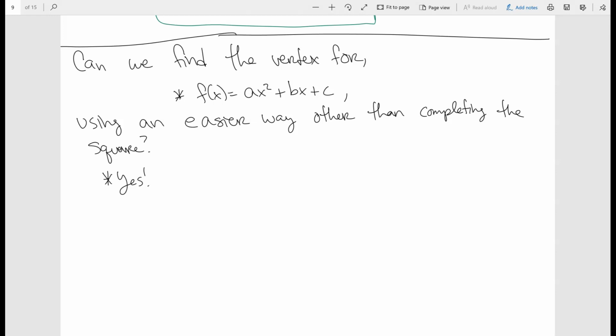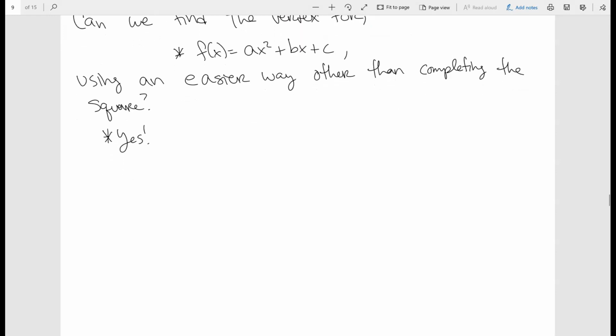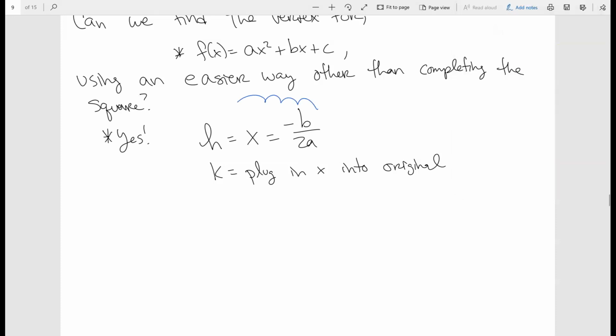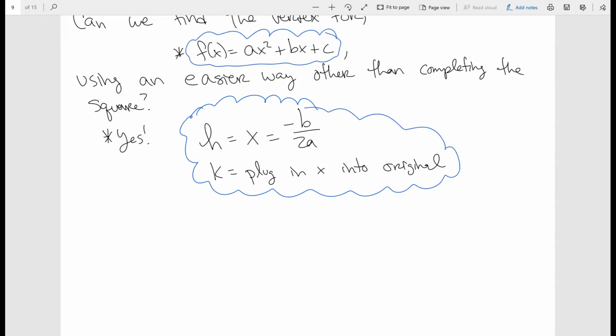And actually, you may have seen this formula before. The way that we find the vertex is the h value is equal to x equals negative b over 2a. The way that we find the k value is just plug x into the original. Now this formula comes from completing the square of this general form, and this is where it pops up.